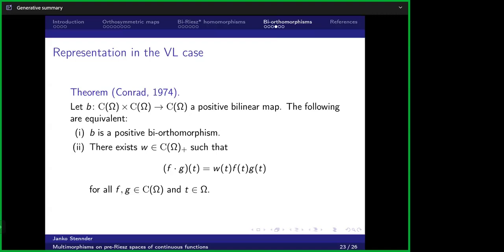And let's have a look at the vector lattice case of the representation again. I have some positive bilinear map on the space of continuous functions. And then this map is a positive bi-orthomorphism. It's just the basic version of this.